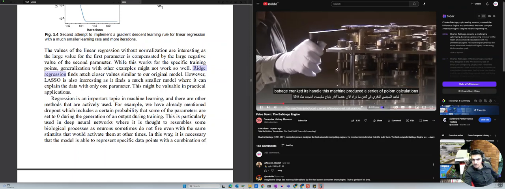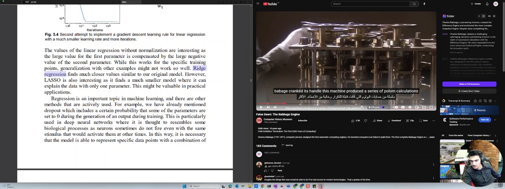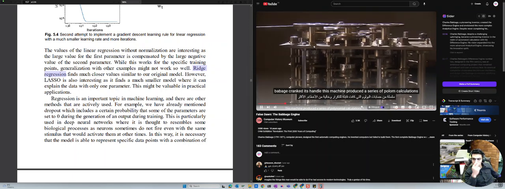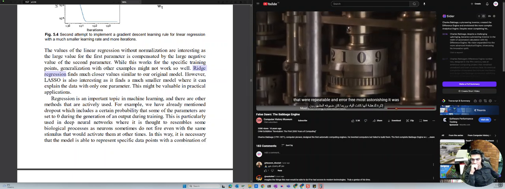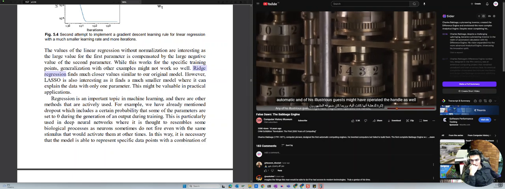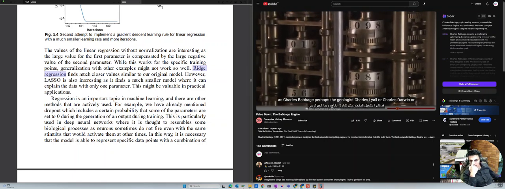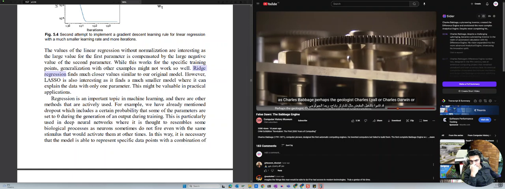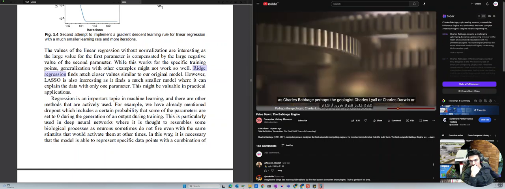its handle. This machine produced a series of polynomial calculations that were repeatable and error-free. Most astonishing, it was automatic. Any of his illustrious guests might have operated the handle as well as Charles Babbage, perhaps the geologist Charles Lyell, or Charles Darwin, or Charles Dickens.